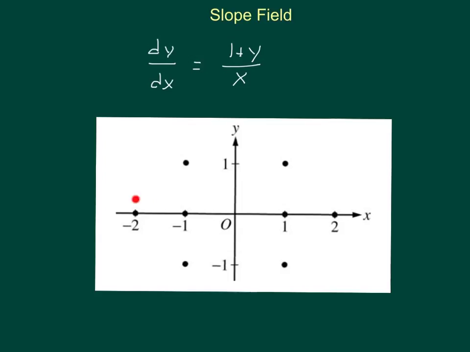In this case, we'll start out with this point right here, negative 2, 0. At negative 2, 0, x is negative 2 and y is 0. So I'm going to plug that point in here. When x is negative 2 and y is 0, 1 plus y over x is going to be a negative 1/2.